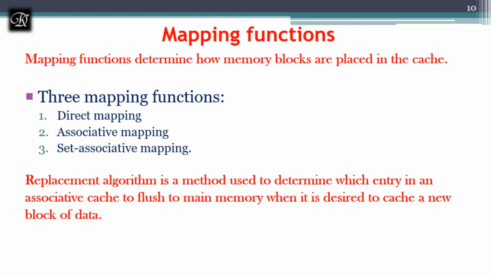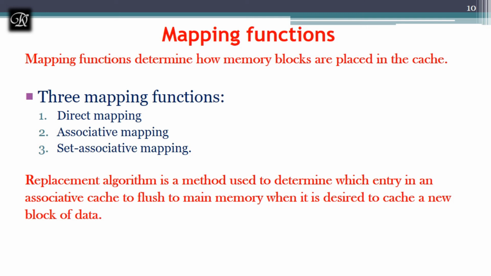Associative mapping. Direct mapping has the disadvantage of not using the cache memory fully, and that is overcome by associative mapping. But direct mapping is simple to build and less costly compared to associative mapping. Associative mapping is highly flexible and it will well utilize all the blocks, all the word lines of the cache. But the disadvantage of associative mapping is that it is too costly and it demands high hardware.